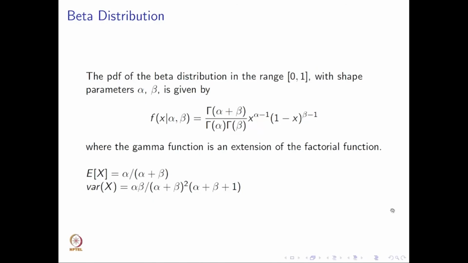The PDF of the beta distribution in the range 0 to 1 with shape parameters alpha and beta is given by the following expression, where the gamma function is an extension of the factorial function. The expectation of a random variable following the beta distribution is given by alpha by (alpha plus beta), and the variance is given by alpha beta by ((alpha plus beta) whole square into (alpha plus beta plus 1)).